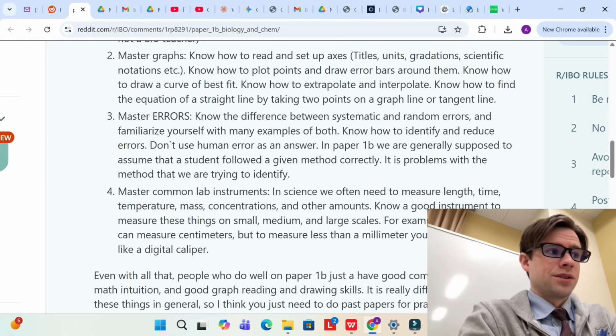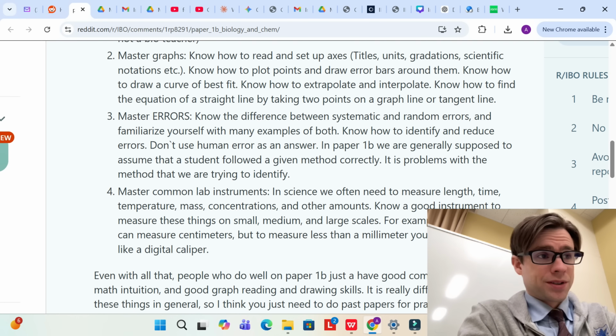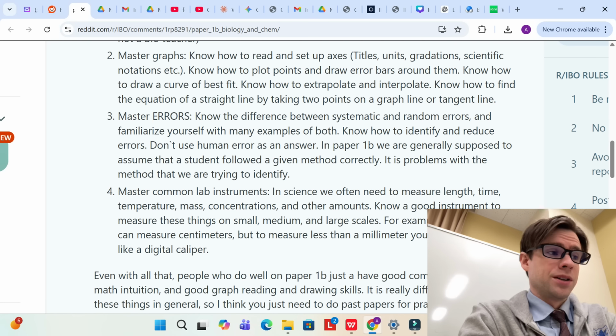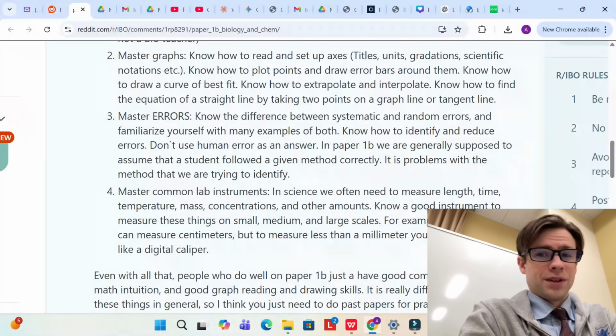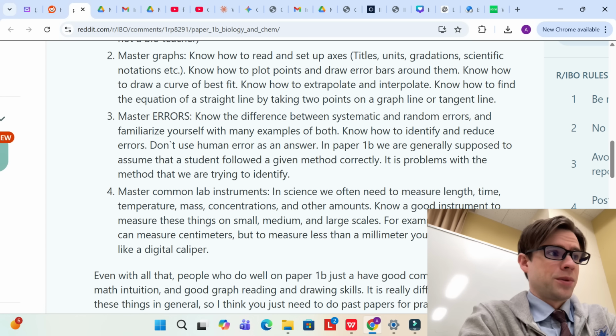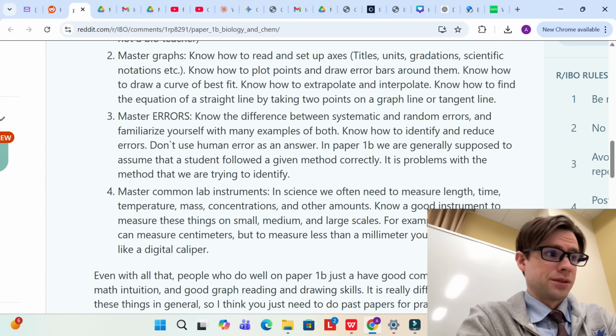Then master errors. Number 3, you should know the difference between systematic and random error. Familiarize yourself with many examples of both. So for all the experiments that I mentioned at the beginning of this video, think about what kind of errors are most likely to happen there. Systematic and random. Know how to identify and reduce errors, just like uncertainties.